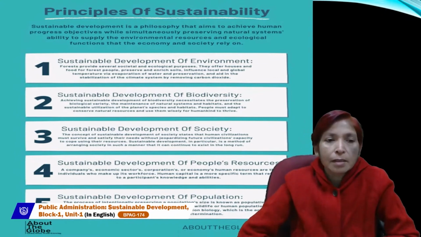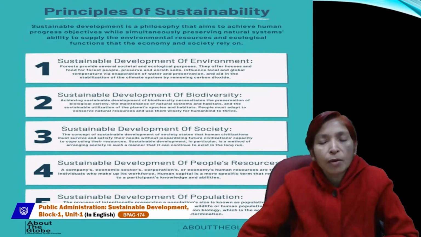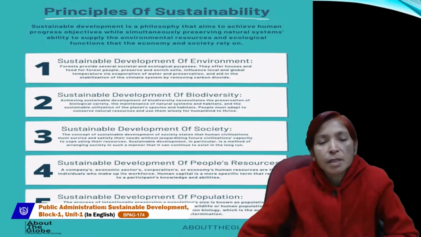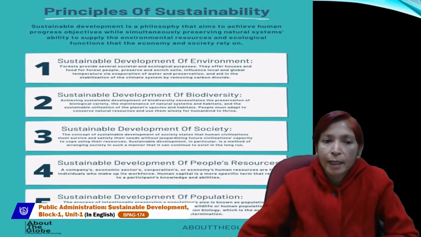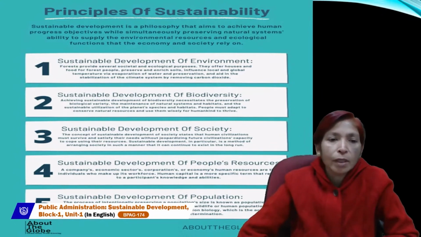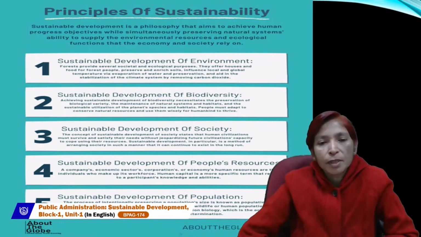The second principle is sustainable development of biodiversity. Achieving sustainable development of biodiversity necessitates the preservation of biological variety, the maintenance of natural systems and habitats, and the sustainable utilization of the planet's species and habitats. People must adapt to conserve natural resources and use them wisely for mankind to thrive.